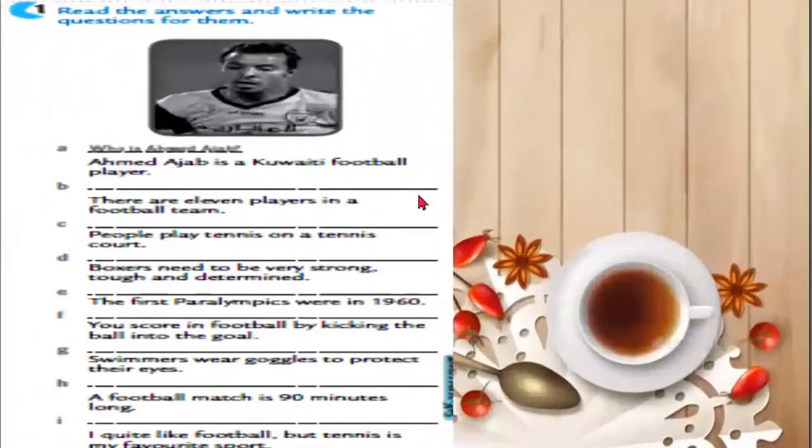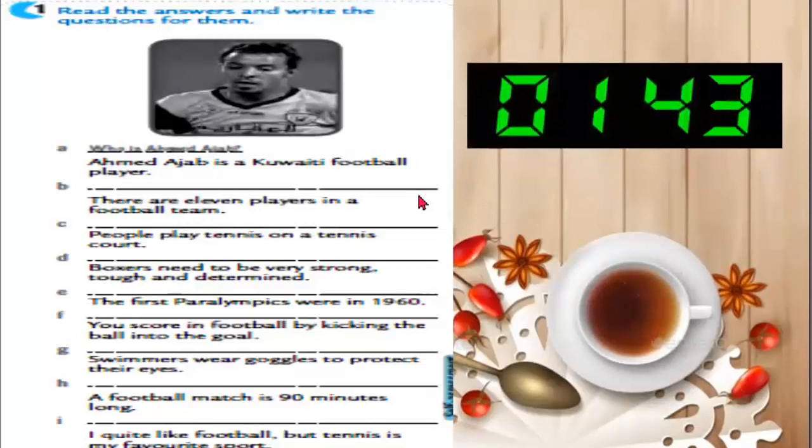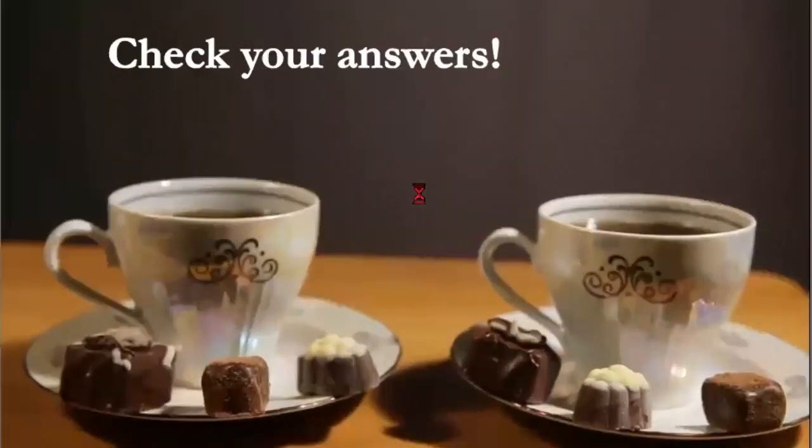The first exercise is about reading the answers, and you have to write the questions. The first thing you have to do is to read the answer and ask a question for this answer. So let's get started. You will have some time to think about the answers, and I'll be back in a minute. Okay, that's enough. So let's check the answers together.